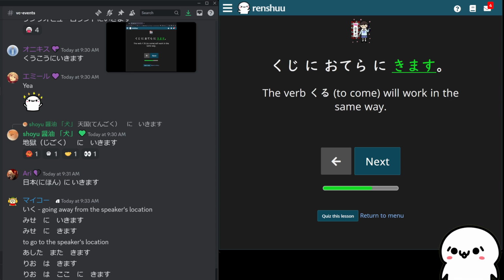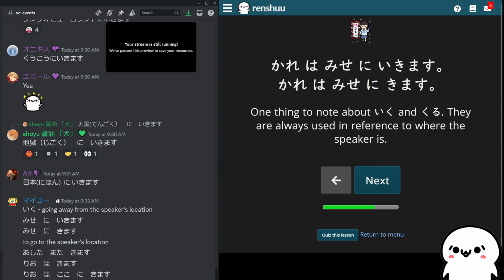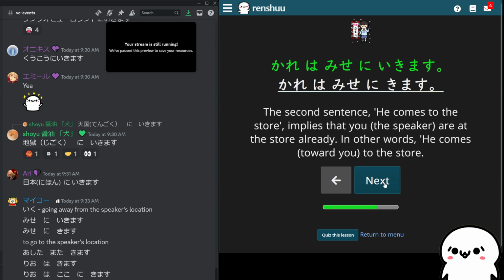So I, the speaker, I am where the destination is. Iku, the destination is not where the speaker is. Kuru or kimasu, the speaker is at that place. So they're usually talking about someone else coming to that location. And I just kind of jumped ahead and already talked about what was in here. So if I said, Kare wa mise ni ikimasu, Kare, whoever he is, he's not at the store yet. He's not at the store yet, he's going to the store. The second sentence, Kare wa mise ni kimasu, he's coming to the store and I'm there, I guess, waiting for him.